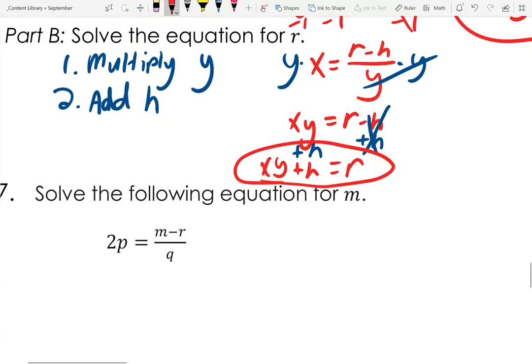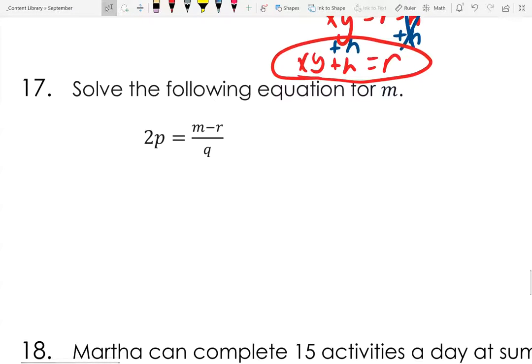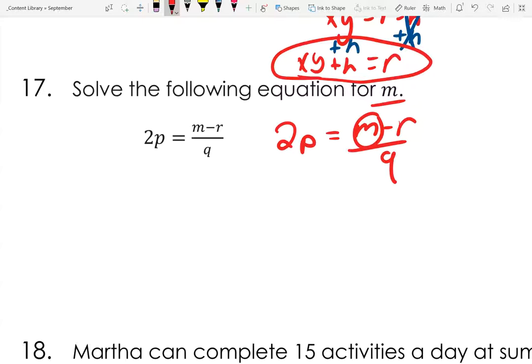And now number 17, very similar question, different letters. We're going to solve for m. So we have 2p equal to m minus r over q. If we're going to solve for m, we have to do the same thing we did in the last couple of problems. It means get rid of this denominator. So since the denominator is q, multiply q on both sides, and that can cancel that q out.